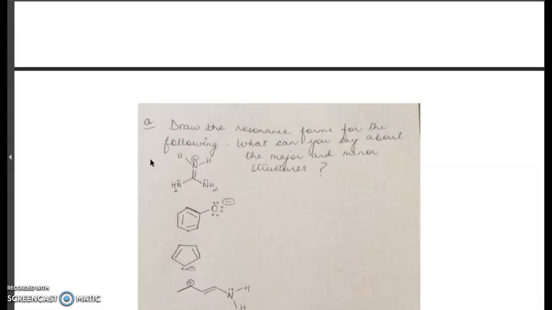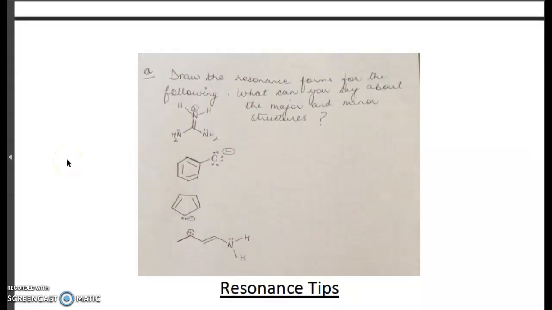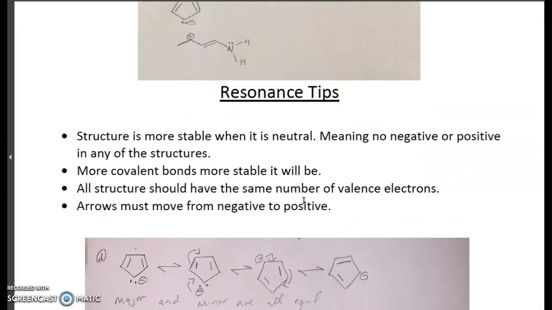So my first question for this was: draw the resonance forms for the following. What can you say about the major and minor structures? I got A3 and 4, which are the last two. Before we start, I'm just going to give you some tips about resonance.